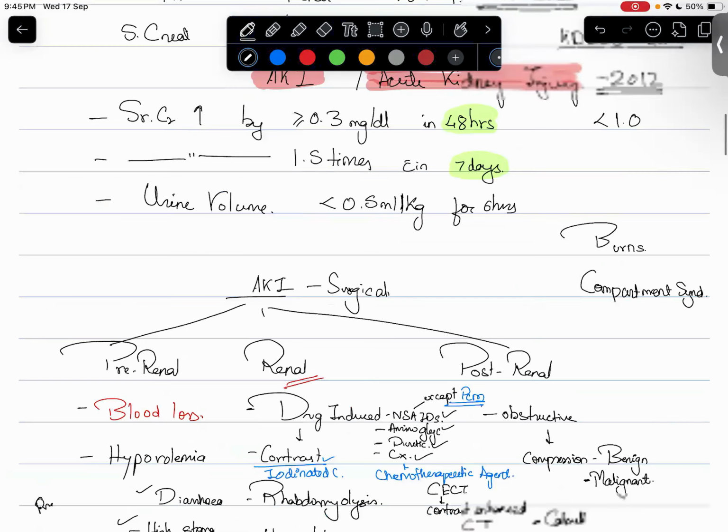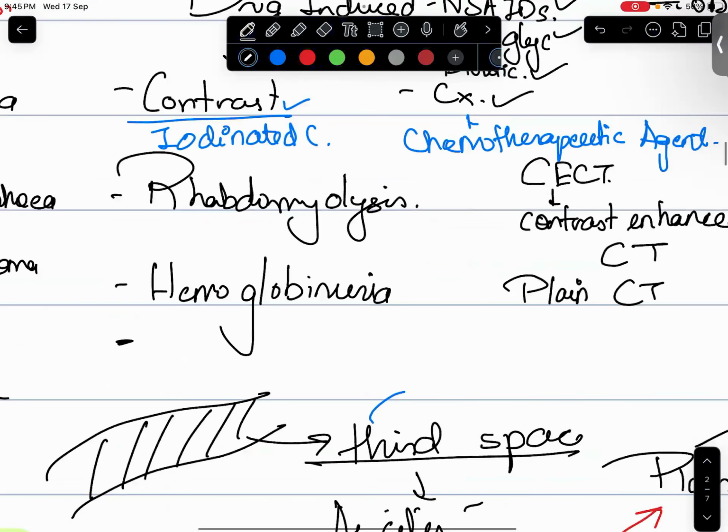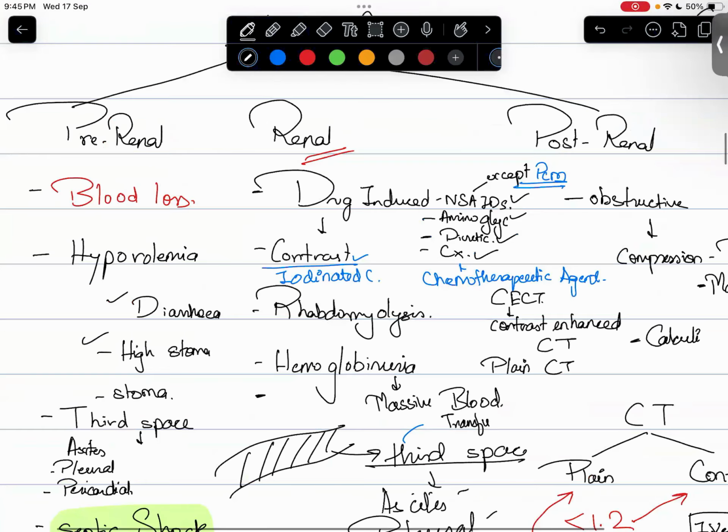Then is your hemoglobinuria, which can be because of massive blood transfusion, usually done for trauma patients, or even a hemolytic reaction. Hemoglobin and myoglobin, both of them are nephrotoxic. This is what you have to remember, the crux of it.